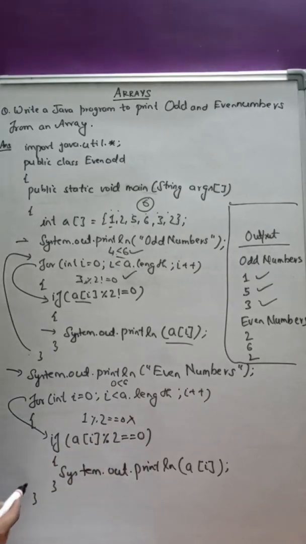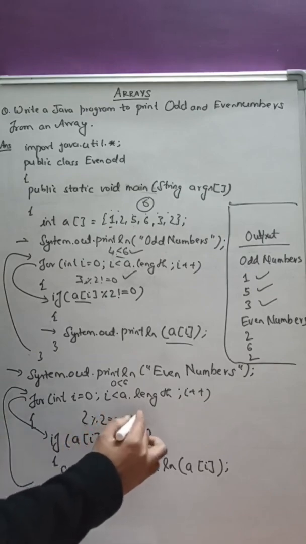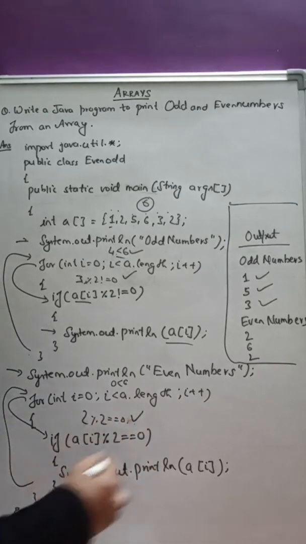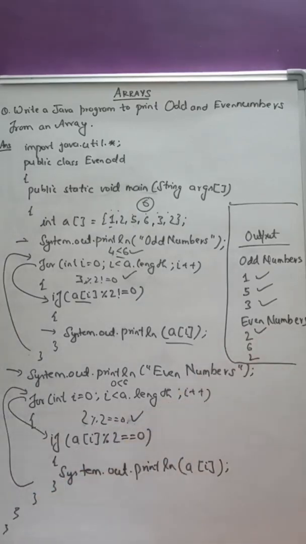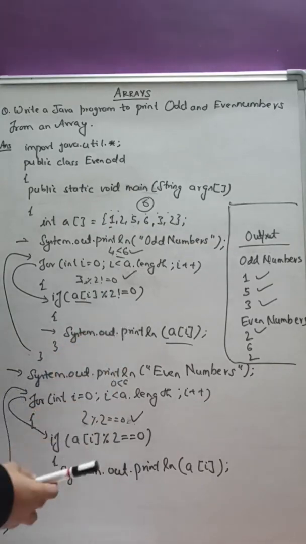Nothing will be executed. The second time the for loop runs, i is equal to 1. Now in this case 2 modulus 2 will be equal to 0, so the condition will be true in this case. So what will happen? 2 will be printed over here. In the similar way that we ran the code for the odd numbers, we will be doing it for the even numbers also. But the condition over here for odd is that it is not equal to 0, whereas in the case of even it will be equal to 0.